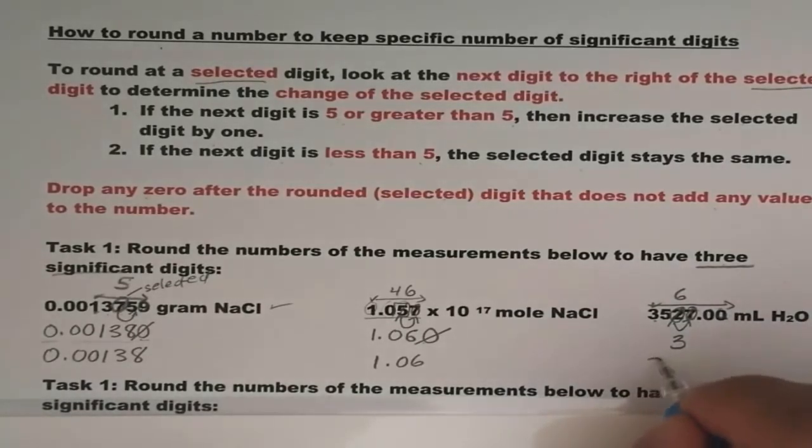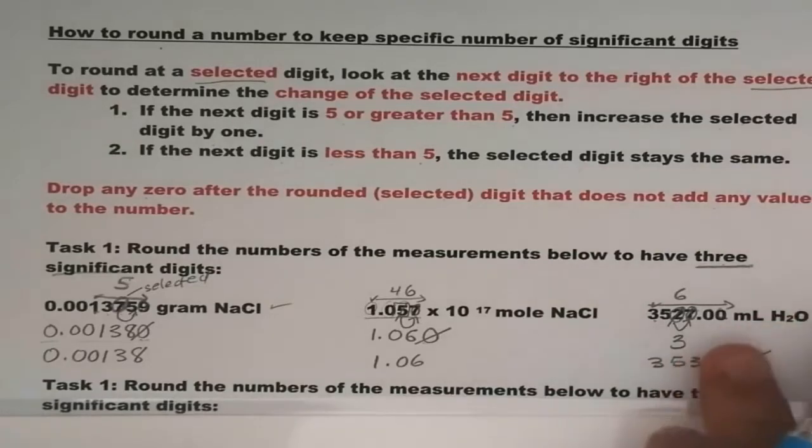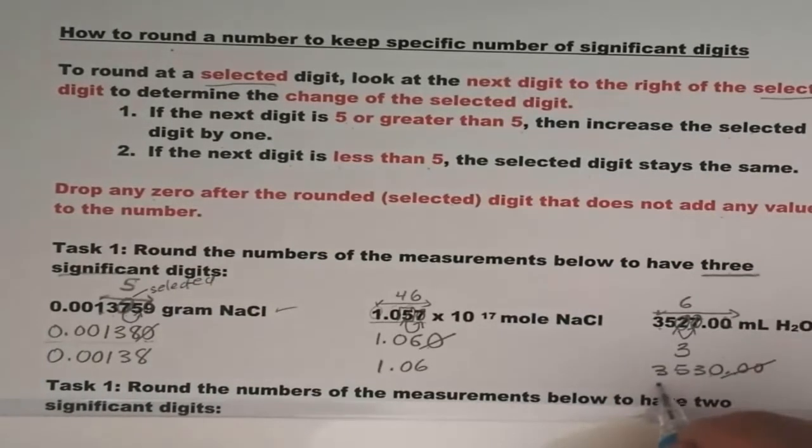So what we have is 3530.00. The question is this: do I keep this 0 over here? Well, this 0 doesn't add any value to the number, so we can ignore it. But this 0 right here, if I take that 0 out, it's no longer 3000 something, it will become 300 something. So I have to keep that 0.